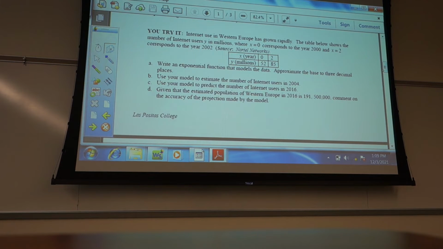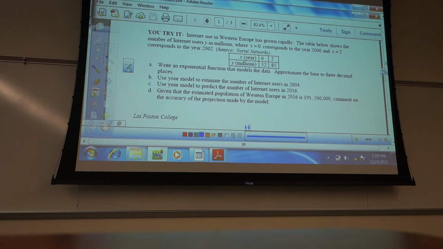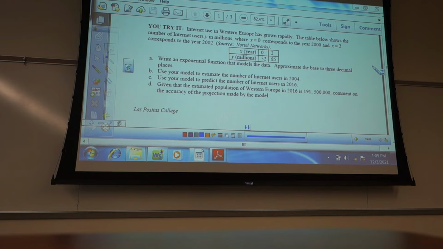Here, first let's find the 2 points. So everyone, here's my problem: internet use in Western Europe has grown rapidly. Here's my table. X equals 0 corresponds to the year 2000, and X equals 2 corresponds to the year 2002. So everybody write down the 2 points we have from this. X comma Y. Find your 2 points.